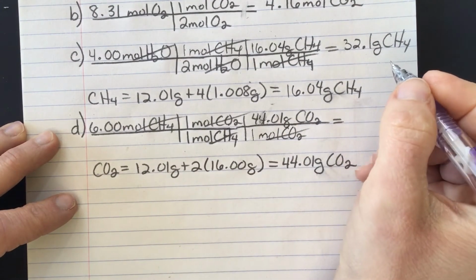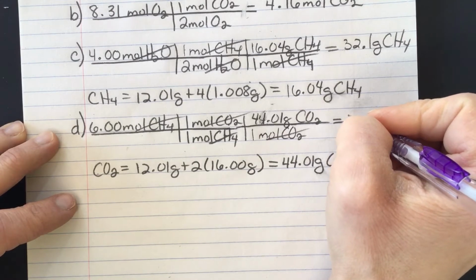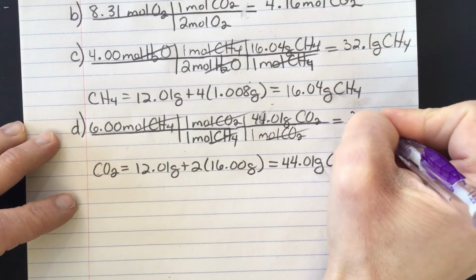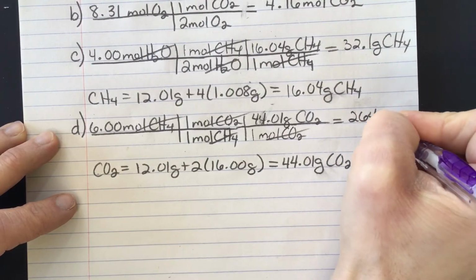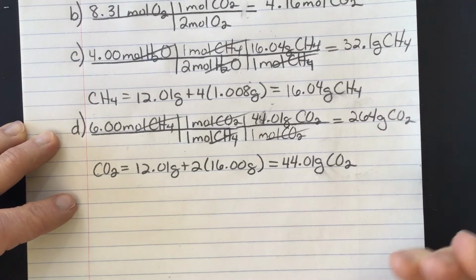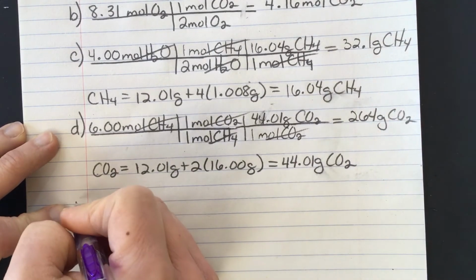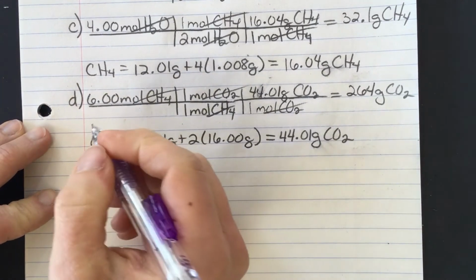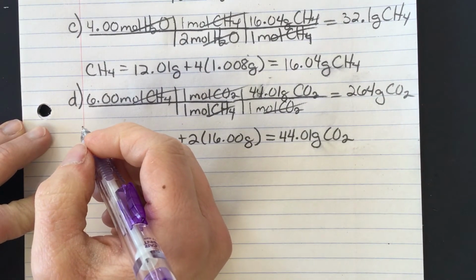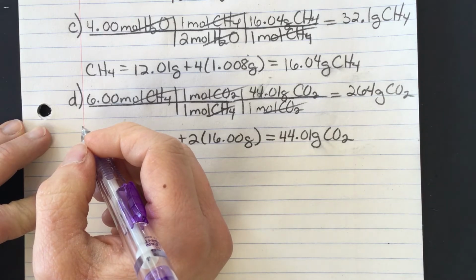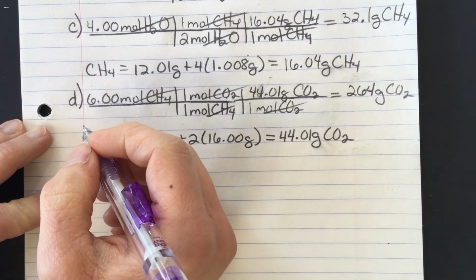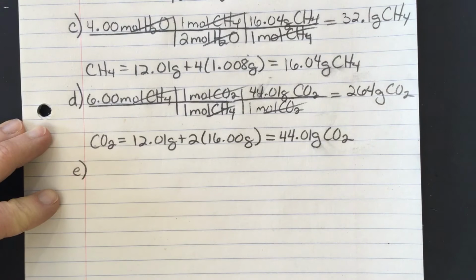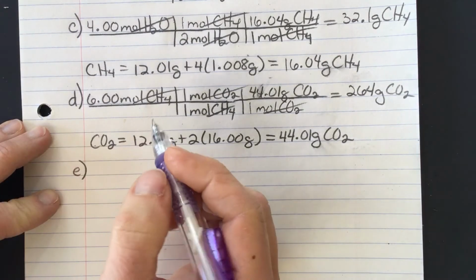Multiply across the top because it's all ones on the bottom, and I get 264 grams of carbon dioxide. For E, how many grams of oxygen will be consumed by the combustion of 2.18 grams of CH4?